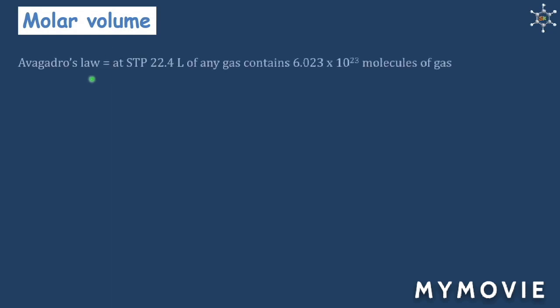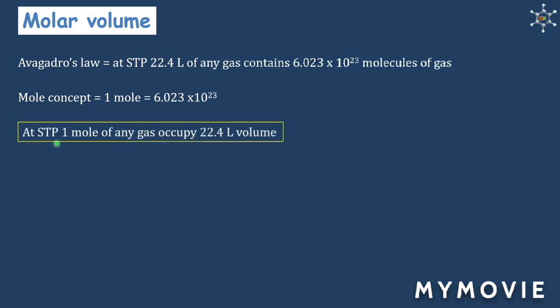Molar volume. From Avogadro's law, we know that at STP, 22.4 liters of any gas contains 6.023 × 10^23 molecules of gas. And from the mole concept, we understood that 1 mole equals 6.023 × 10^23. By combining these two concepts, we can now state that at STP, 1 mole of any gas occupies 22.4 liters volume. This is nothing but molar volume.